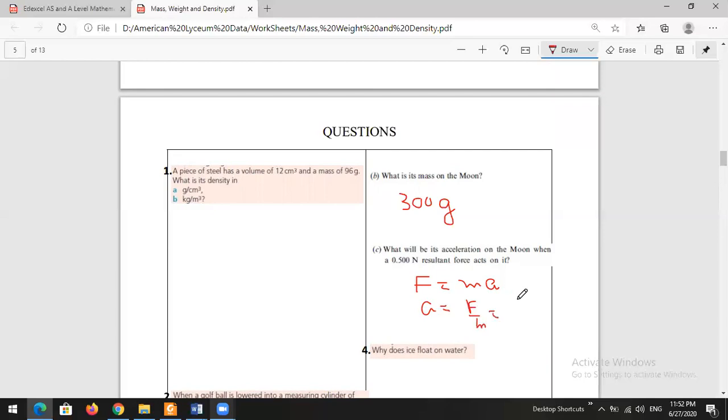F is 0.5 and mass is what? 0.3 kg. And the answer should be this. So it will be 0.6 meter per second square. So this question is done as well.